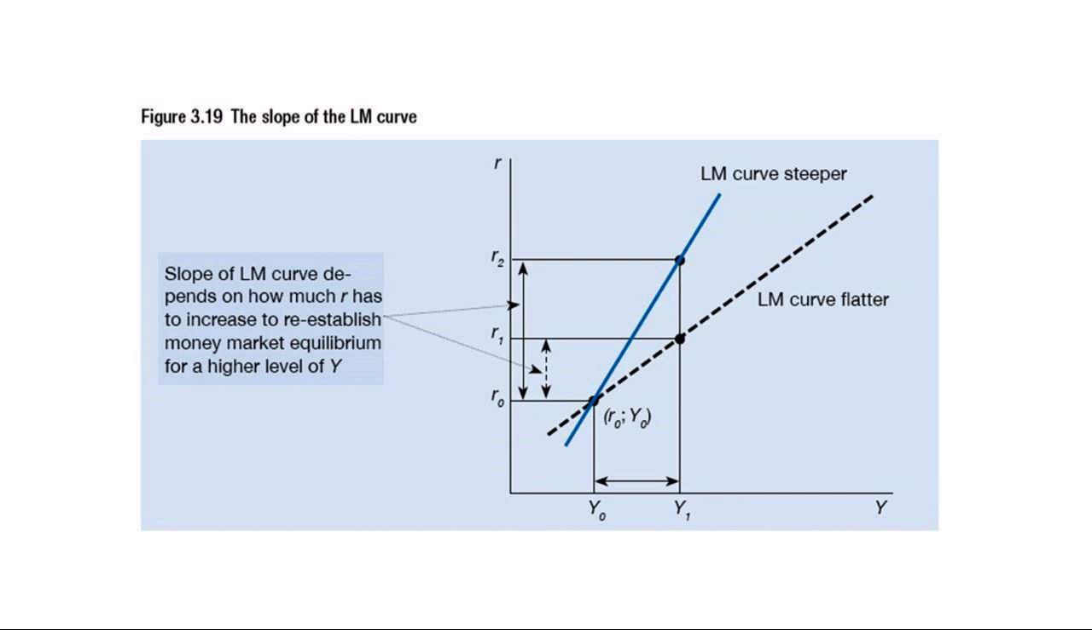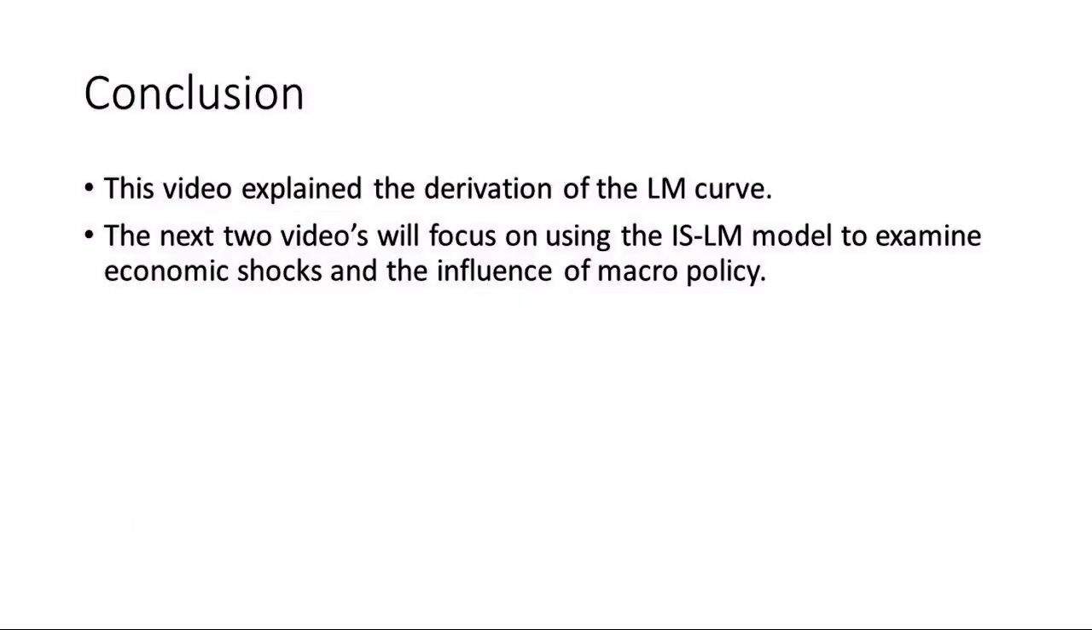The steepness of both the IS curve and the LM curve also have an influence on the effectiveness of policy. If the Reserve Bank changes interest rates or the government increases government spending, the impact that has on output and income depends on the slopes of the IS and the LM curves. So in conclusion, this video explained the derivation of the LM curve. In the next two videos, we'll put the IS-LM together and show how it can be used as a tool to examine economic shocks and the influence of macro policy.